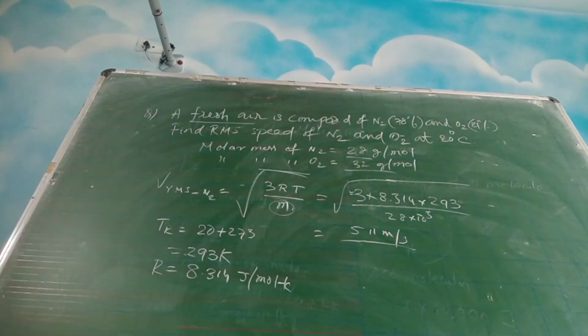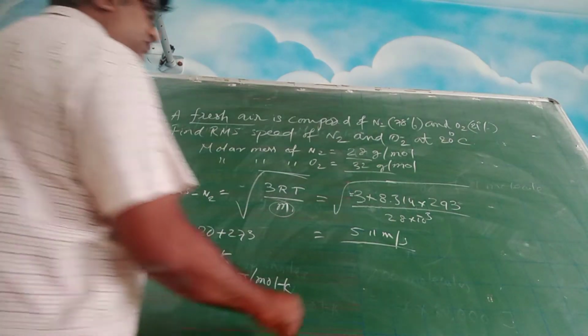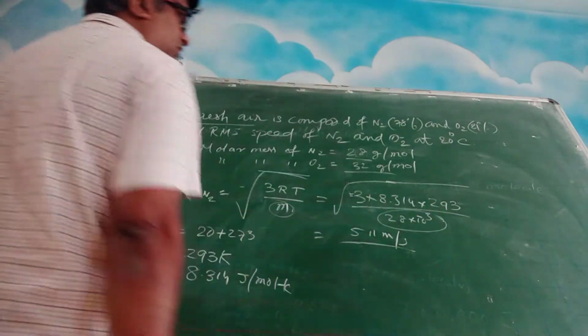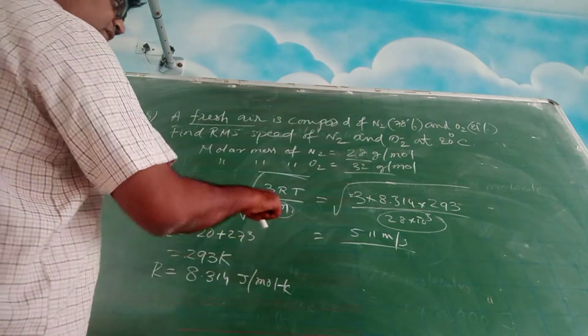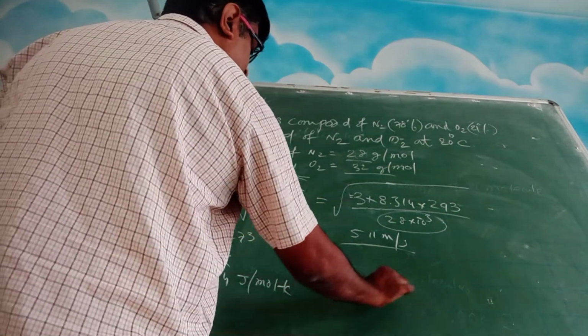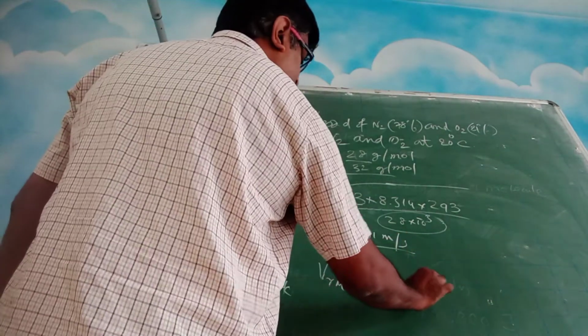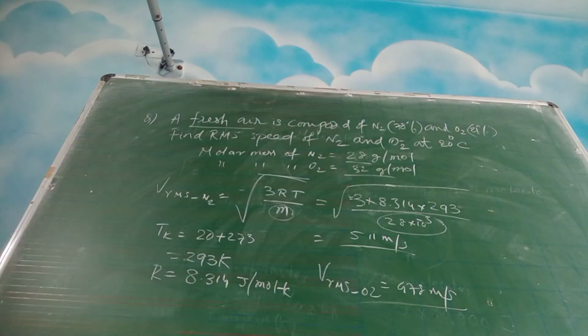Okay? In the case of oxygen, everything is the same. What is changing? Only this value is changing. So in the case of oxygen, instead of 28, you will get 32. So you make the calculation, and you get V RMS for oxygen approximately 478 meters per second. Okay?